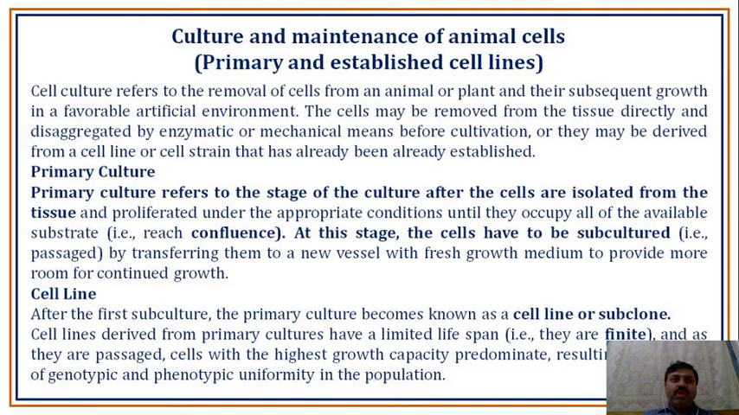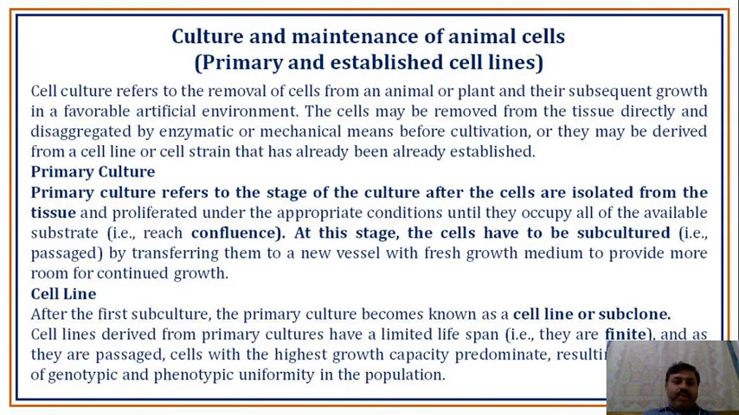So if you do not want that to happen, and you want the cells to be continuously cultured, that means you have to passage them. After this first subculture, the primary culture becomes known as a cell line or a subclone. And the cell lines derived from primary cultures will have a very limited lifespan. That means they are finite. And as they are passaging, cells with the highest growth capacity will dominate, resulting in some changes in genotypic or phenotypic uniformity within the populations.